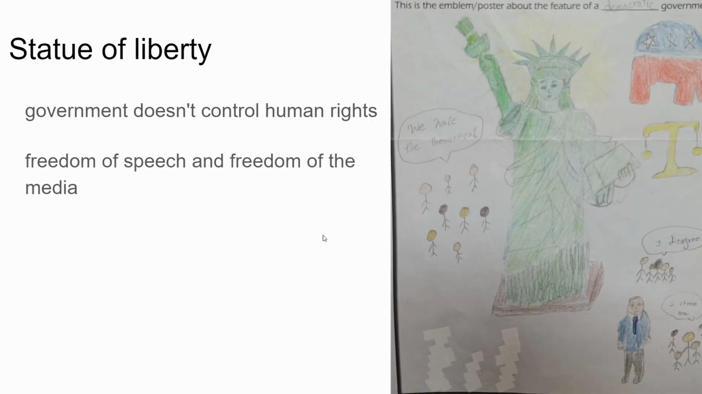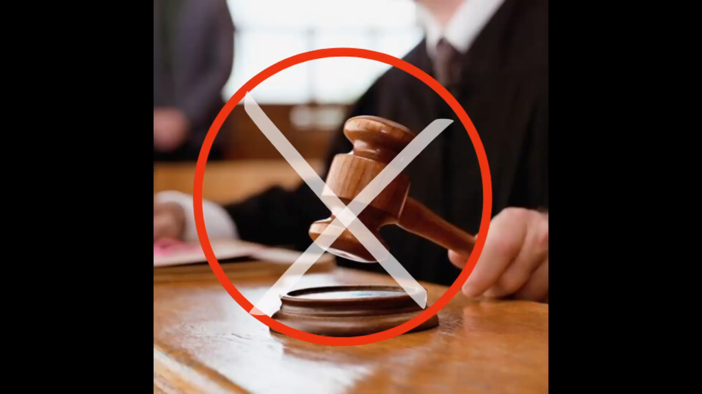We put a Statue of Liberty in the emblem because we want to express that the US government doesn't control human rights. There is freedom of speech and freedom of the media. For example, they can talk about whether a policy is good or bad. Any media can criticize the government and they will not be arrested.